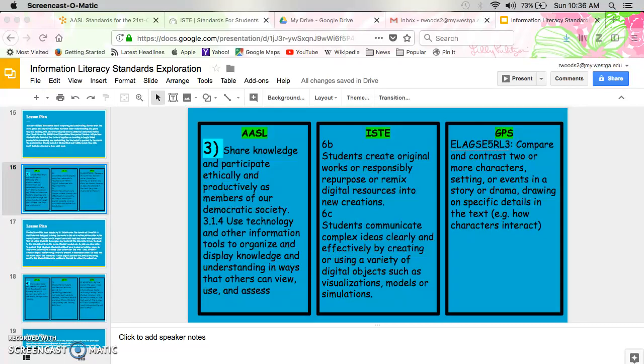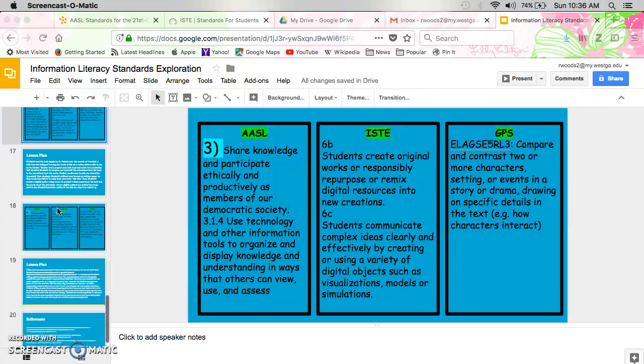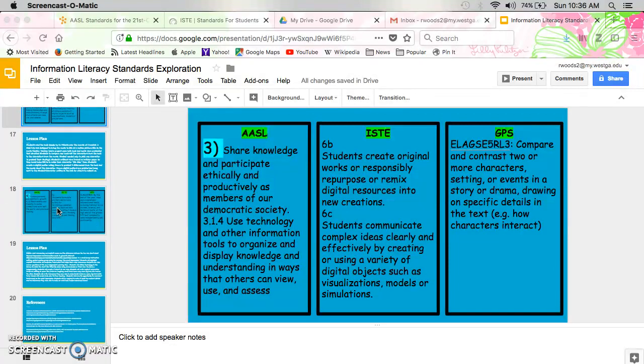Okay, this is the second part of my information literacy standards exploration. I have two more lesson plans to go over, and then I will conclude.